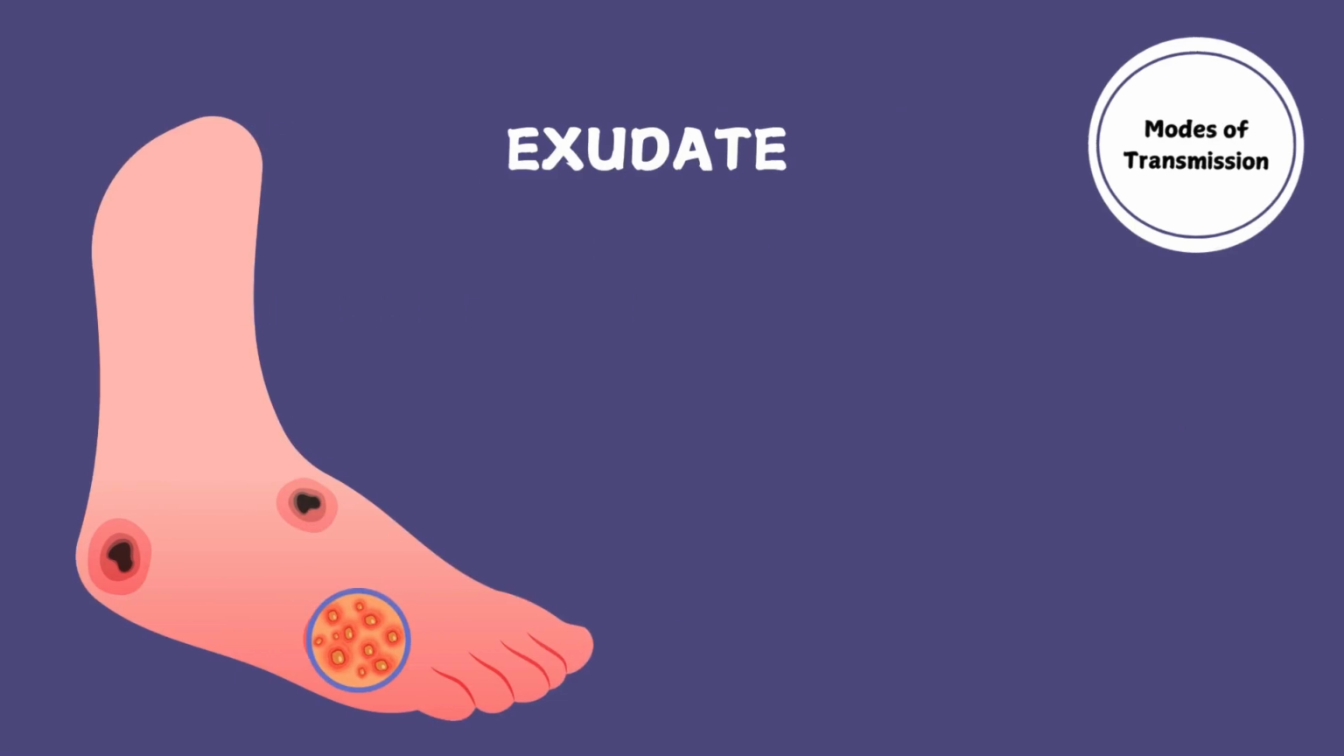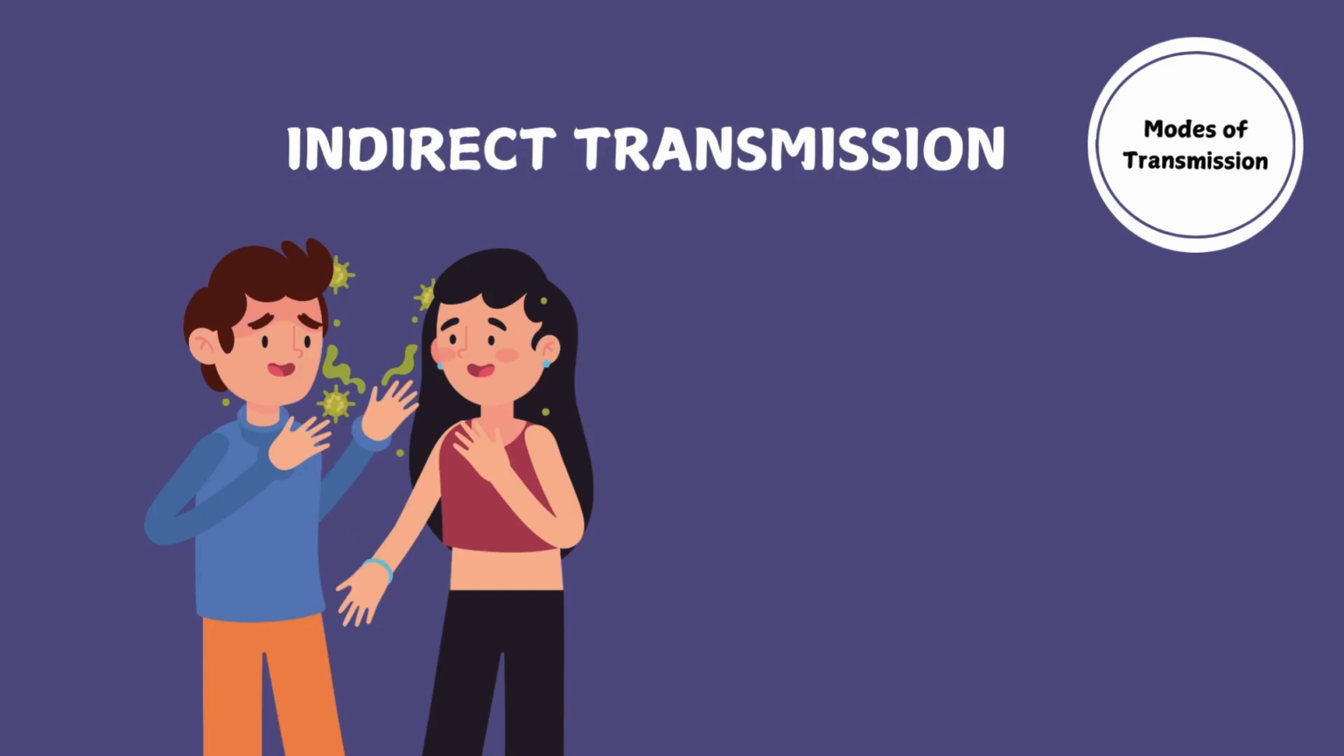Exudate refers to a fluid that escapes from the body, such as pus. This fluid often results from inflammation or infection and can contain pathogens, making it highly infectious to anyone who comes into contact with it. There are several ways diseases can spread through indirect transmission, meaning you don't have to touch the person who is sick or come into contact with their droplets directly.